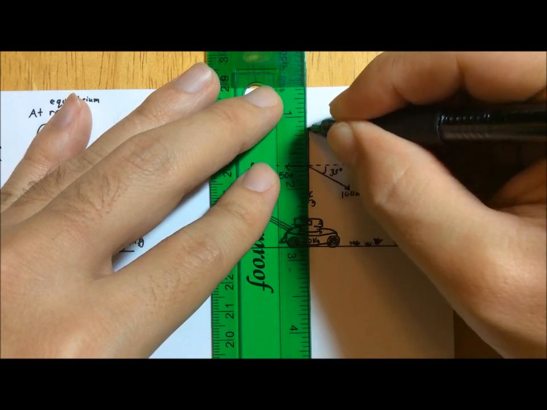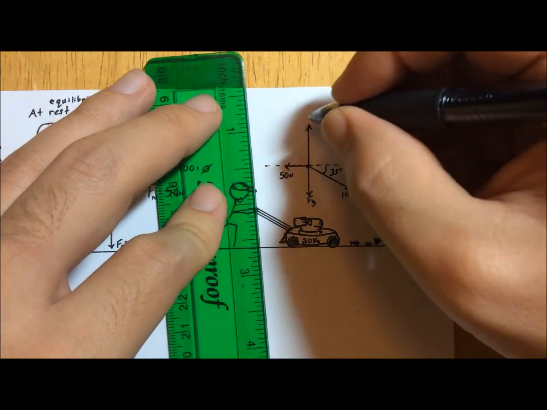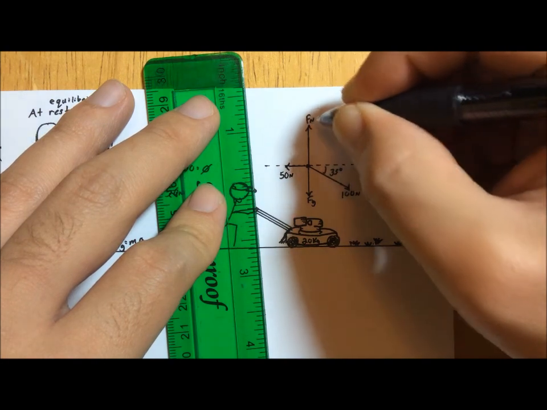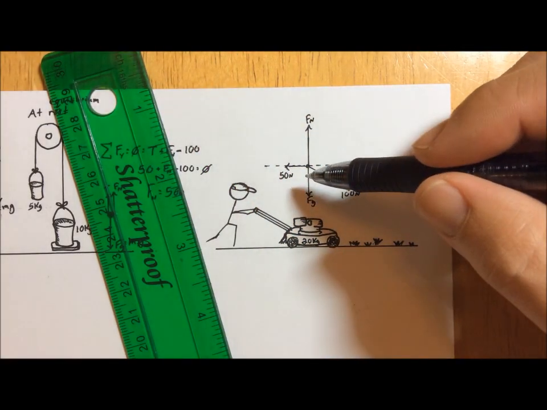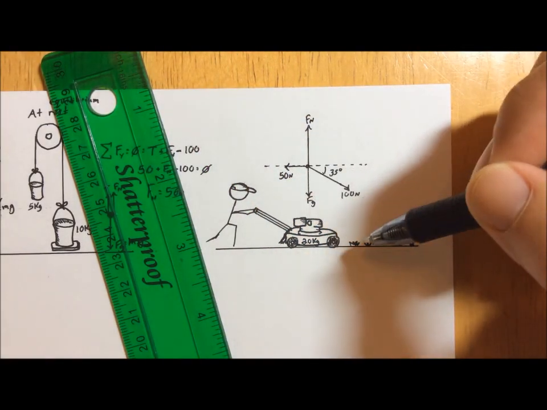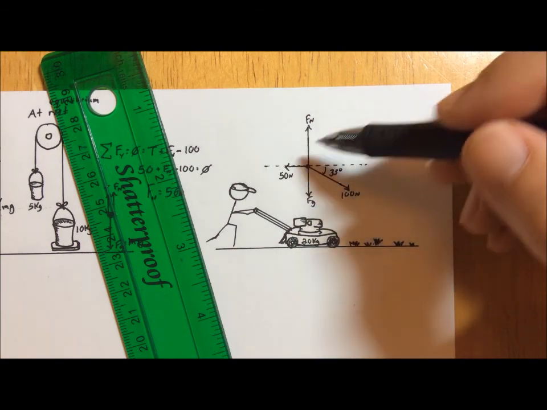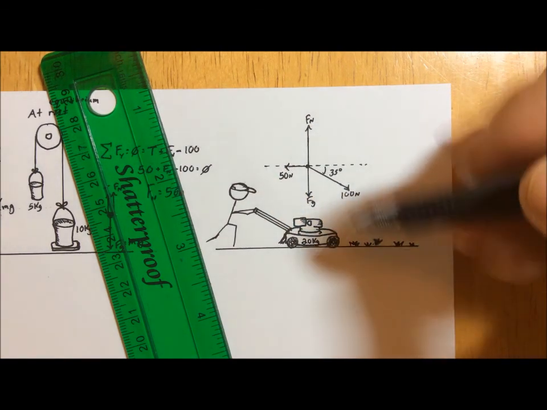Normal force is going to go up, and it's the only force pointing up. What does that mean? It means that any force pointing down, any component of a force pointing down, normal force is fighting that. So here are my vectors. I have 1, 2, 3, 4 vectors.